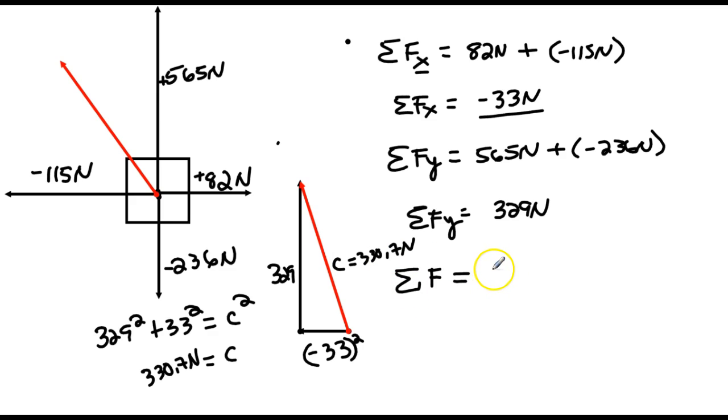Now we need to know the actual direction. So 330.7 newtons, and we need it at some angle. To figure out our angle, we're going to use theta right here, and we're going to use tan inverse. So this is the opposite side, this is the adjacent side. If you take the tan inverse of 329 over 33, I get 84.3 degrees.